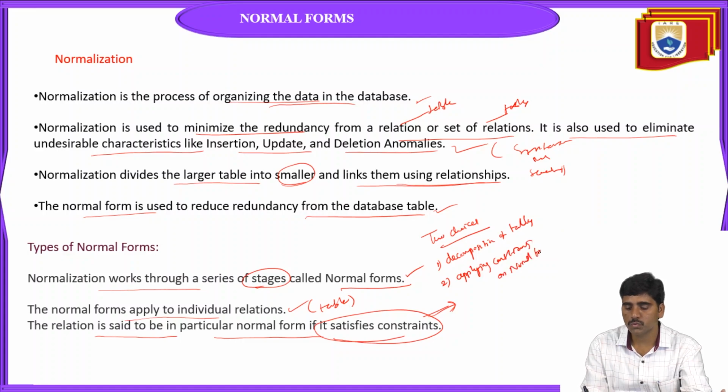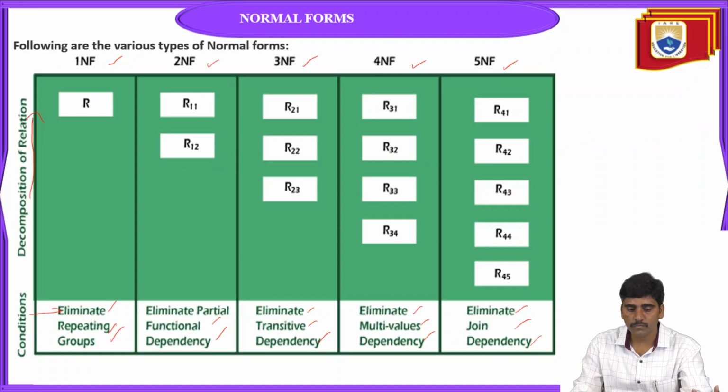By doing these two, we can say that each and every stage is satisfied. So normal forms are applied to individual relations. Individual relations are nothing but individual tables. A relation is said to be in a particular normal form when it satisfies the constraints.